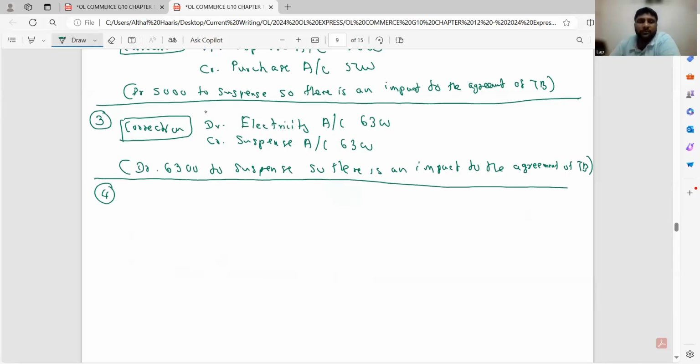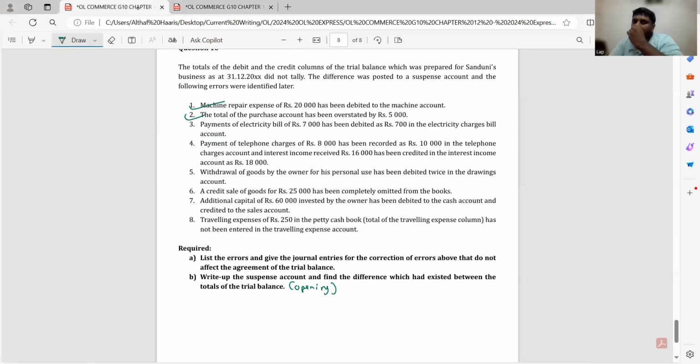Fourth one. Payment of telephone charges 8,000 has been recorded as 10,000 in the telephone charges account, and interest income 16,000 has been credited in the interest income account as 18,000. Okay, so here we have two adjustments. Payment of telephone charges 8,000 has been recorded as 10,000 in the telephone charges account. With that one transaction is done.